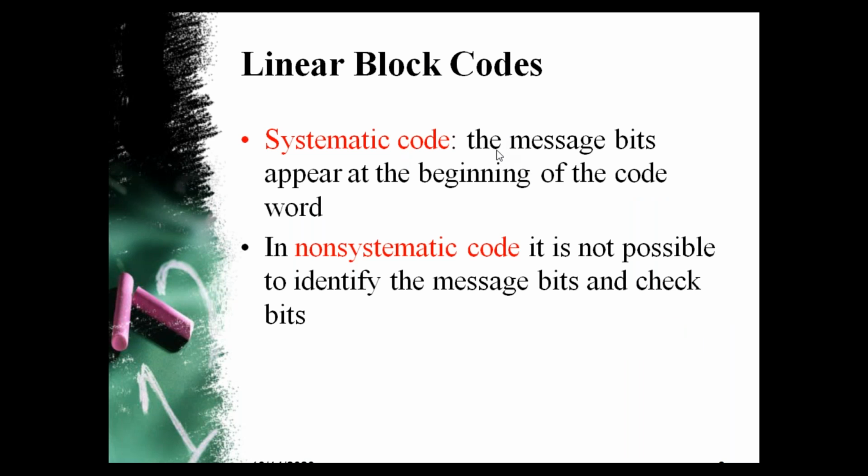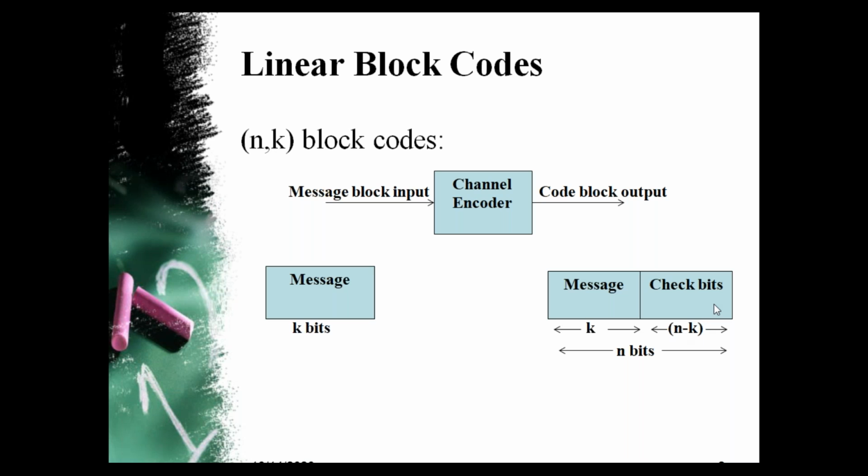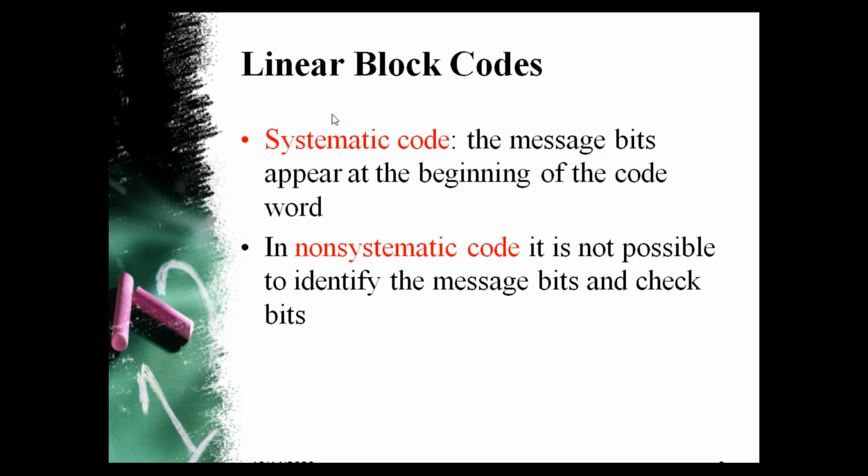Here, the linear block code is of two types: systematic code and non-systematic code. In systematic code, the message bits appear at the beginning of the code word. That is, the initial part of the n bit code word will be the message itself. Then after the message bits come the check bits, that is, n minus k bits. Sometimes we represent n minus k by the letter q. That is, q number of check bits we are using, so n minus k is equal to q. In systematic code, out of the n bit code word, the initial part will be the k message bits, and the next n minus k, or q, bits are the check bits. Then we say it is a systematic linear block code.